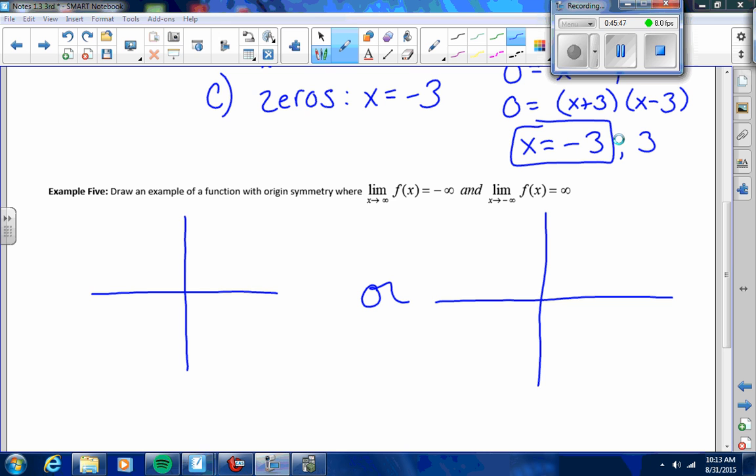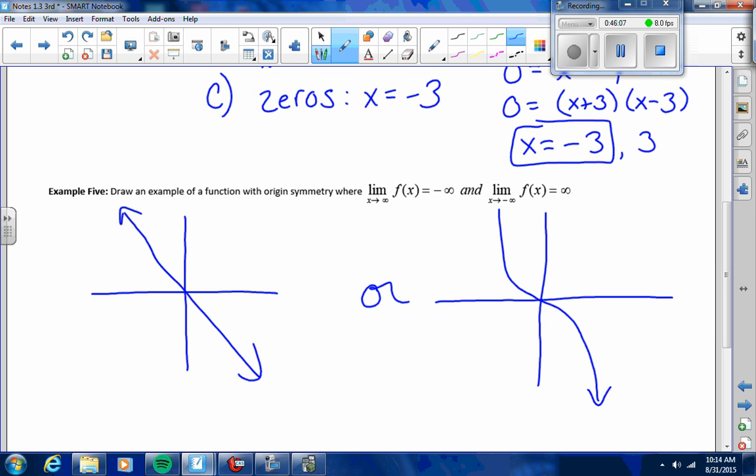Okay, one that would work is a straight line, starting from up top and working down. That fits the end behavior limit. Or another one that works is a negative cubic function. As x goes to negative infinity, the end behavior is going to positive infinity. But as x goes to positive infinity, the end behavior is going down to negative infinity.